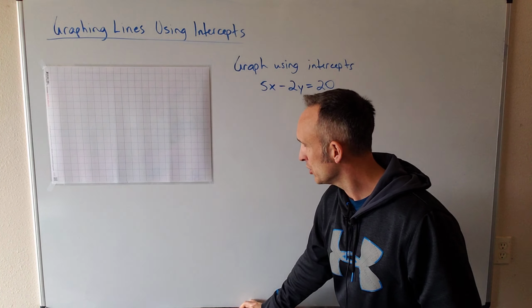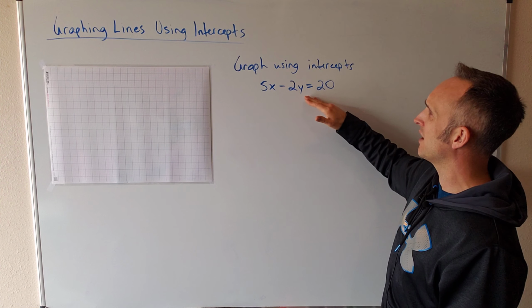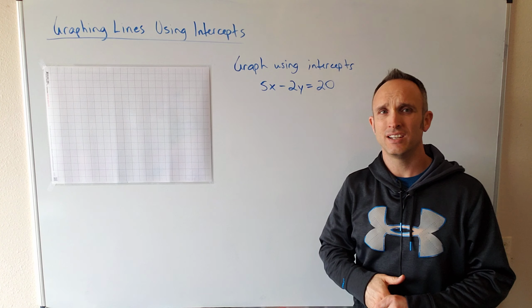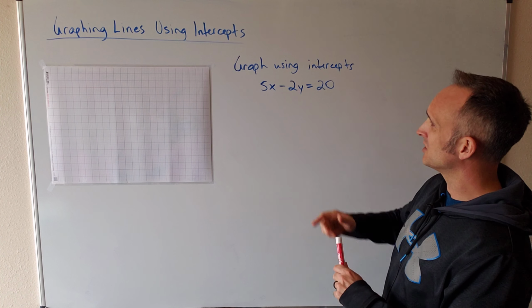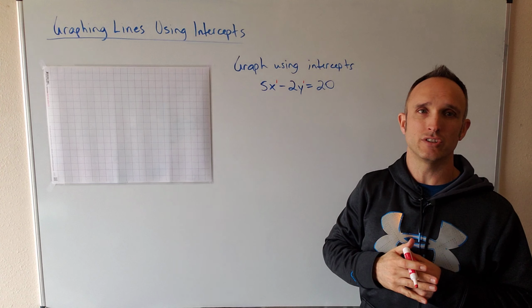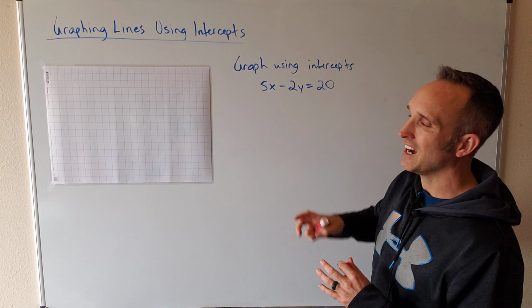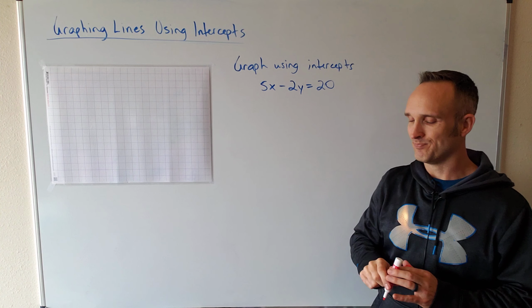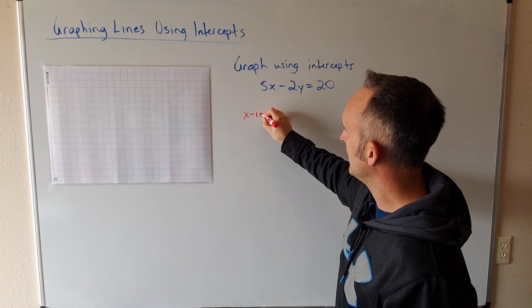But now, how in the world can I graph this? This is a line. How can I graph this line using intercepts? Well, the first thing I need to know is, I know it's a line because the x and y's are both to the first power. There's no curvature to this graph. So I know it's a line, and because it's a line, I only need 2 points to graph it. So let's see if we can figure out any x-intercepts.